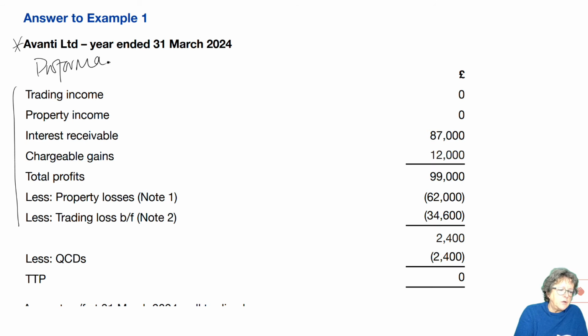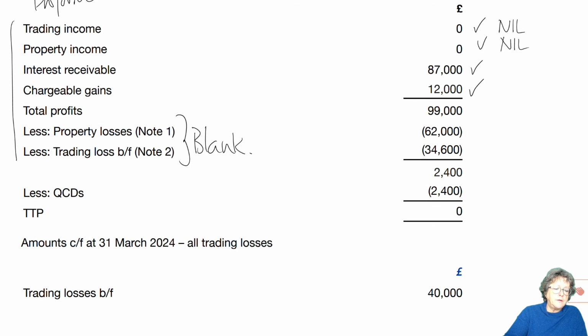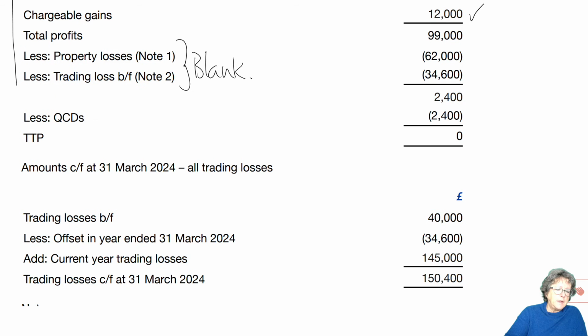So we've copied out trade income, property income, interest receivable, gains, giving us total profits. Then we've left some space. This would be blank space in reality if we were writing this out. And then you put in your QCDs as you would do. So these are nil, right, 0, all right, nil. No pence. You've copied that, giving us profits of 99,000. We've also then set up a pro forma, a loss memorandum, which is so important.